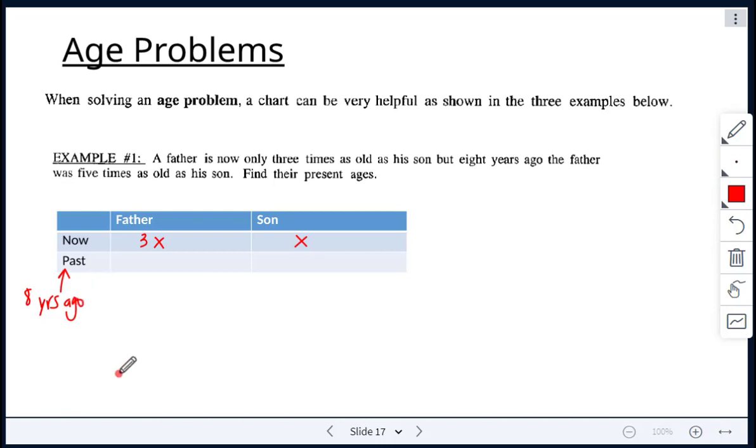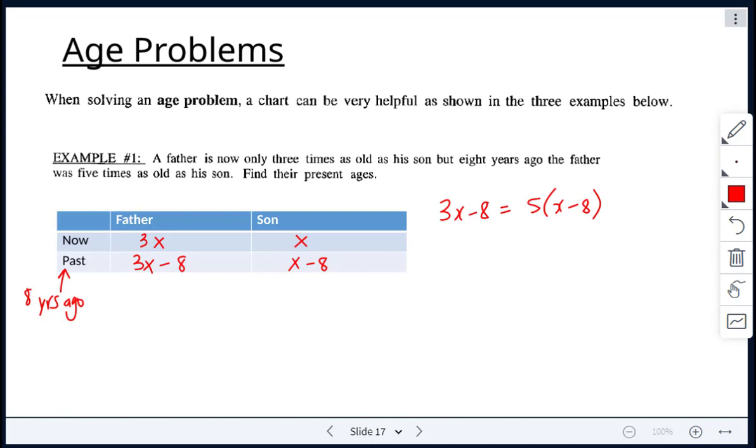All right, so that means we have to subtract 8. So we're going to take 3x, subtract 8, and then the x, and we're going to subtract 8. The only additional information here is that 8 years ago, the father was 5 times as old as his son. So we do have to incorporate that when we set up our equation here. So we have 3x minus 8 is equal to 5 times the x minus 8.